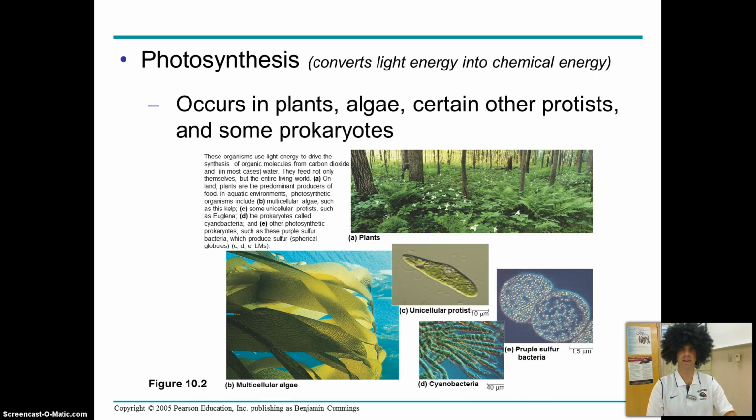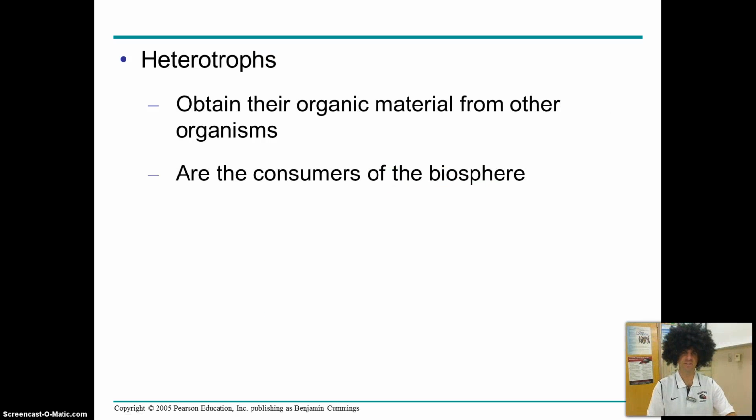This occurs in plants, algae, various protists, which are eukaryotic organisms, and some prokaryotes. You can see all different kinds here. And yes, the stuff in the ocean, that seaweed, is not a plant. It's an algae. Get it straight, people.